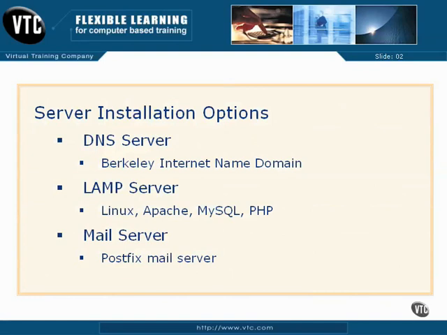The options include a DNS server. If you select this option, you get the domain name service, the server based on the Berkeley Internet name domain. A LAMP server is sort of a group of groups, where LAMP stands for Linux, Apache, MySQL, and PHP. Apache is the standard web server for Linux, and by far the most popular web server on the Internet. MySQL, where SQL stands for Structured Query Language, is a database system. PHP is a scripting language.